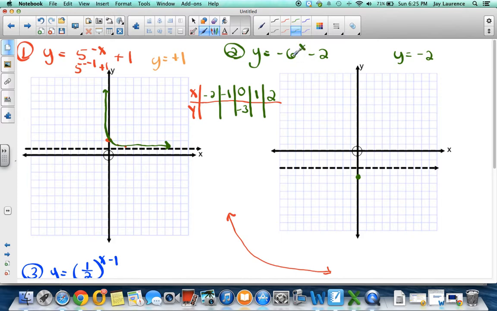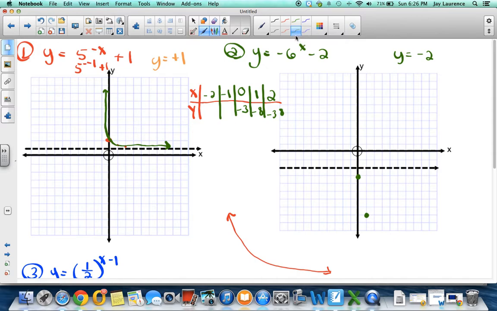All right, if I put 1 in, I get 6 to the first. It'll be negative 6. Negative 6 minus 2 is negative 8. Okay, 6 squared is going to be like a negative 38. It's going to be a big number.